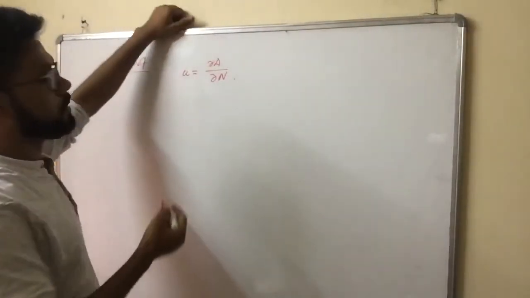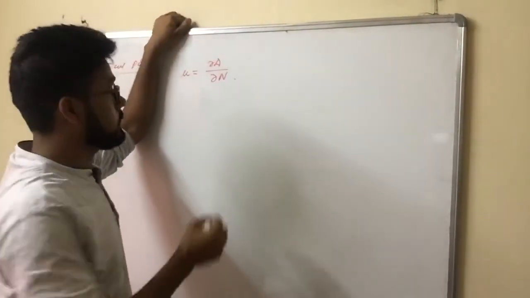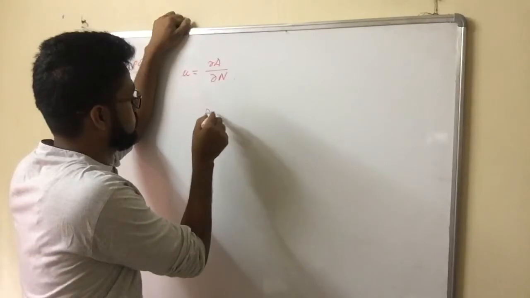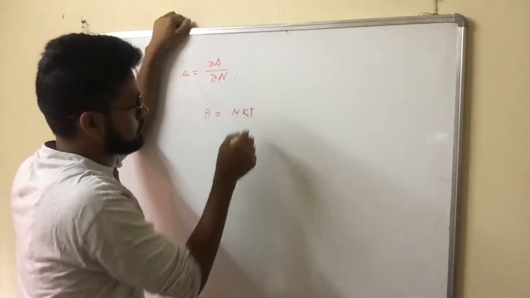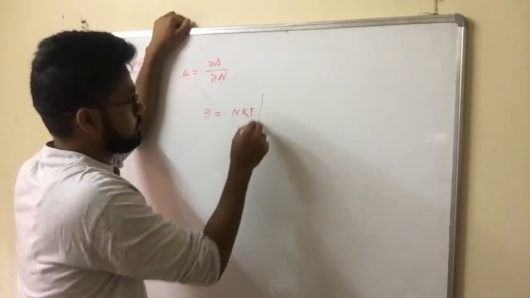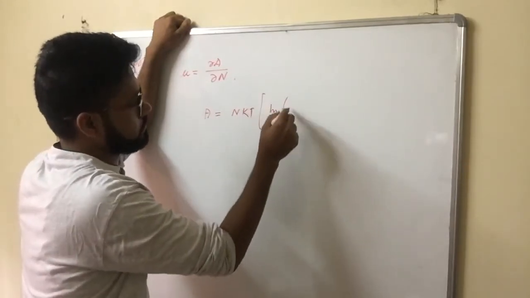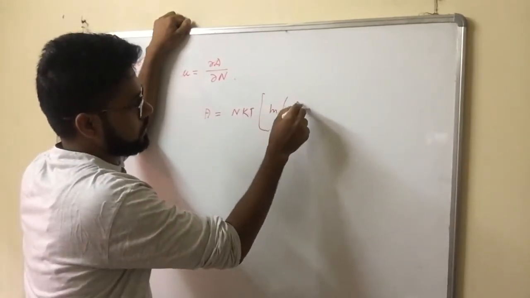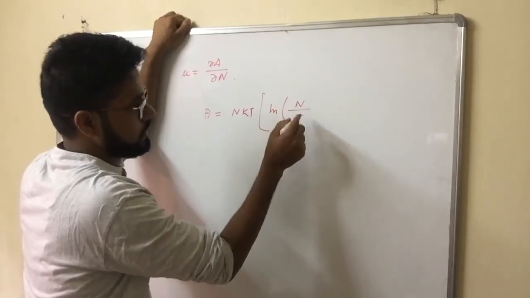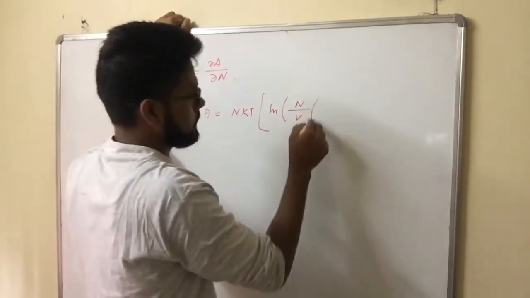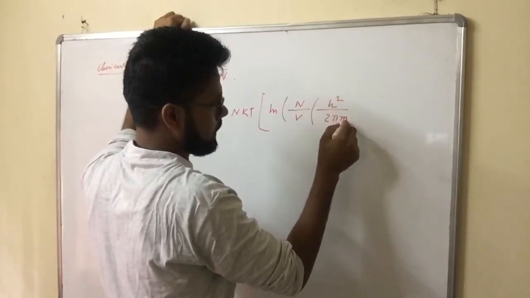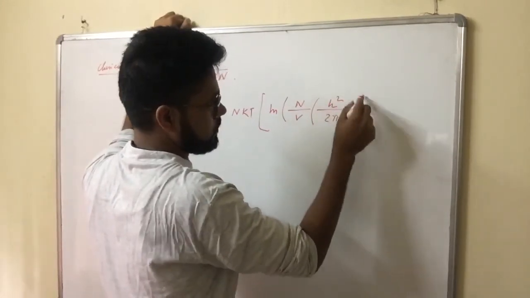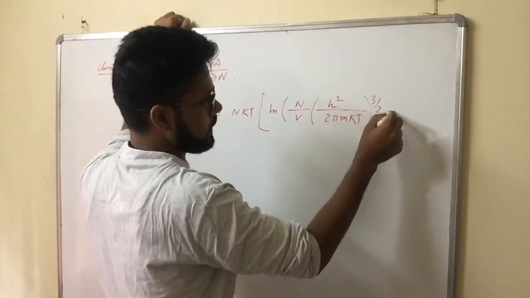What is the free energy formula? We have already derived the free energy formula. NkT, is it okay? NkT bracket ln n by V, this a square twice pi m kT to the power 3 by 2, minus 1.